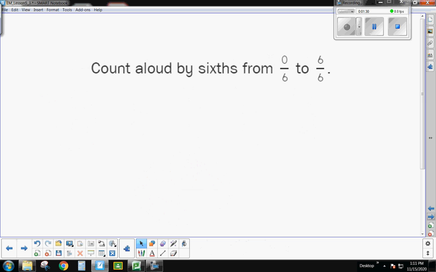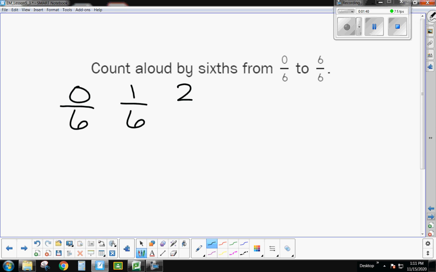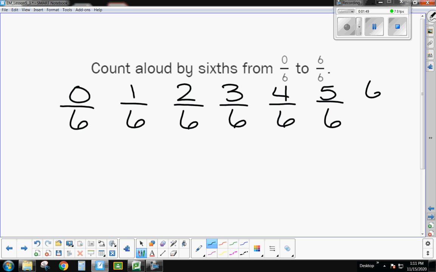All right, let's skip count again. Go ahead and count aloud and write it down on your paper or on your board. Let's skip count by sixths. So we have 0/6, 1/6, 2/6, 3/6, 4/6, 5/6, and 6/6. All right, let's look at that in a picture now.